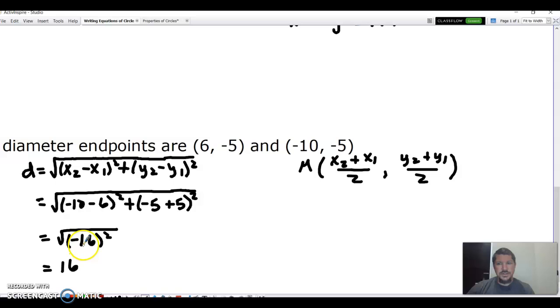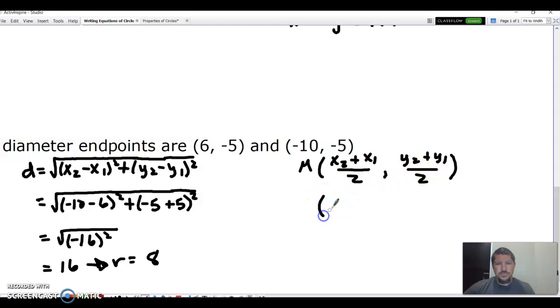Because I could square −16, get a positive number, which would be 256, and then the square root of 256 will be 16. So we're going with 16. So that's my distance between those. That's my diameter, which means my radius in this case is going to be equal to 8.